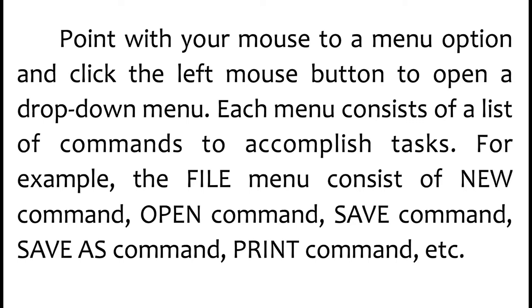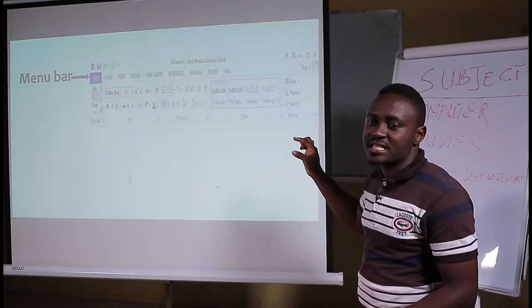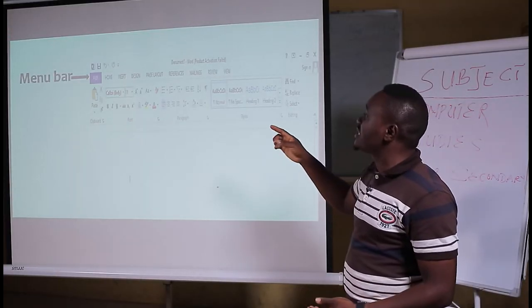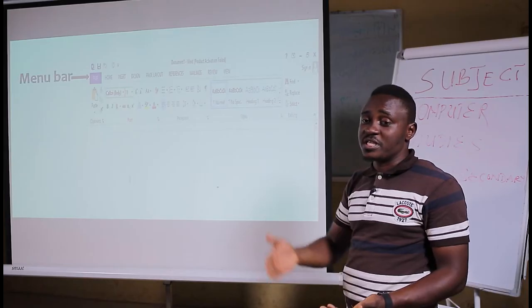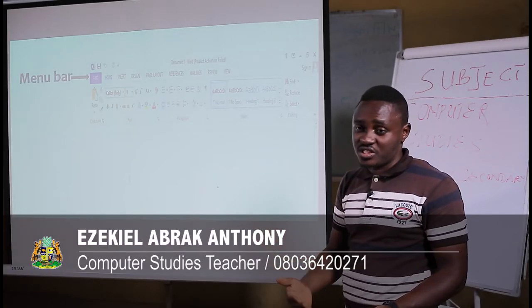For example, the File menu consists of the New command, Open command, Save command, Save As command, Print command, etc. So this is a typical example for my viewers at home. You can see what a menu bar looks like. The menu bar, we said, is the next step after the title bar. The menu bar consists of what? Menus, different menus. Just so when you remember what the menu is, when you go to any hotel, you're being given a menu, right? To pick which of the dishes you want.